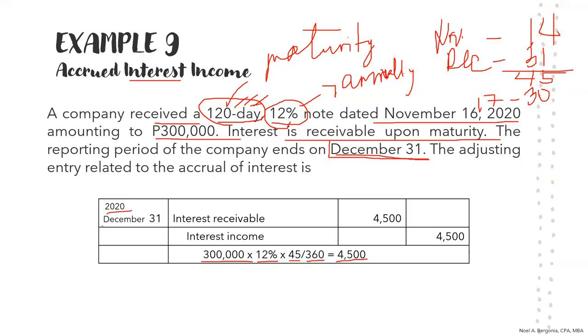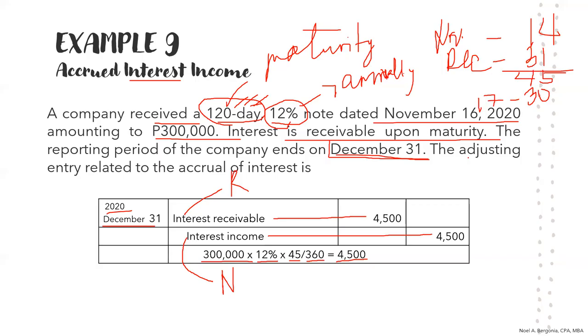So on December 31, 2020, ang entry natin is debit interest receivable, because we are collecting it pa after 120 days, 4,500, and we credit interest income because we have earned the interest amounting to 4,500. Okay? So the interest receivable is the real account, which is an asset, and then your interest income is your nominal account. So that's our accrued interest income. Again, please make sure that you count properly the number of days, kung days yan, kung month, edi month. And then check if this is 360 or 365 or we will be using 12 months. So that's for our example number 9.